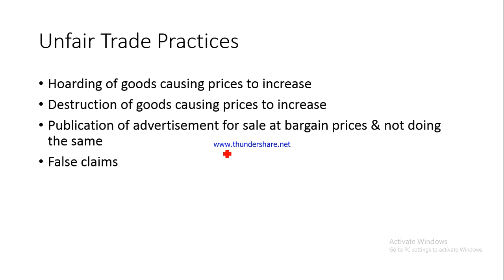Now false claims. So false claims made by the companies regarding the quality of their product, regarding the potency of their product, regarding the manufacturing date. All these false claims came under the purview of unfair trade practices. They were defined as unfair trade practices. So many times companies wrongly claimed that the product is of superior quality while it actually turned out to be of inferior quality. Many times they exaggerate their claims regarding the usefulness of the product. So these were basically unfair trade practices. All these false claims were considered to be unfair trade practices.